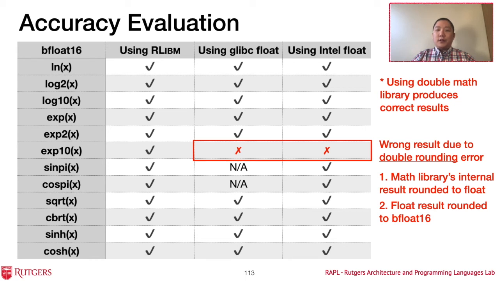This example shows that we cannot easily repurpose an existing math library for one representation to create a correctly rounded math library for a different representation, even if the existing math library is a correctly rounded math library for that one representation. To guarantee correctly rounded results, we need to create a native math library for each representation.